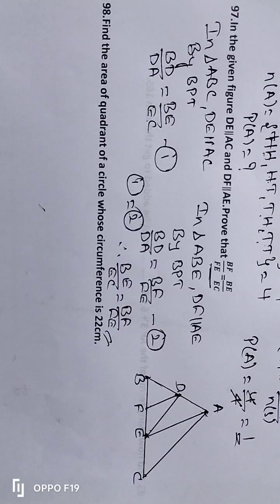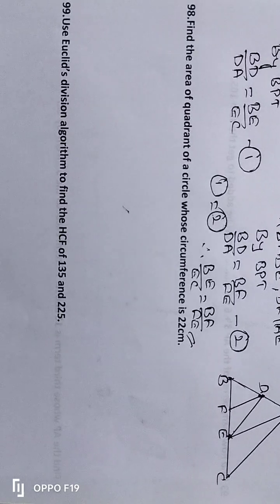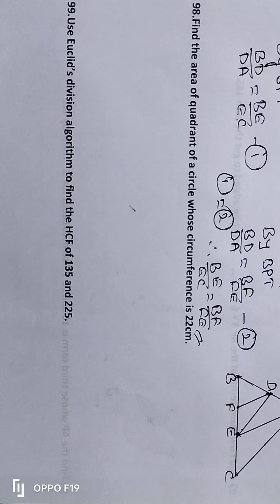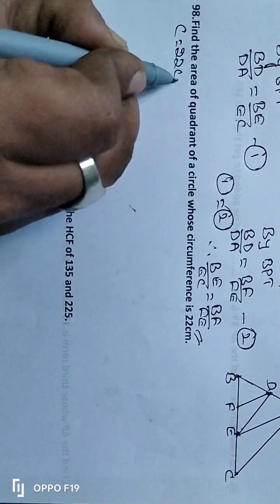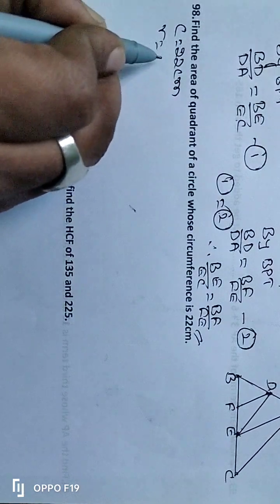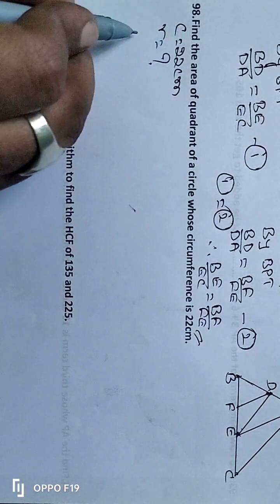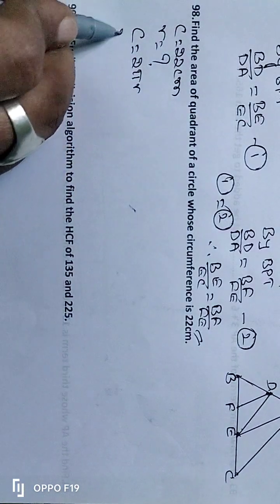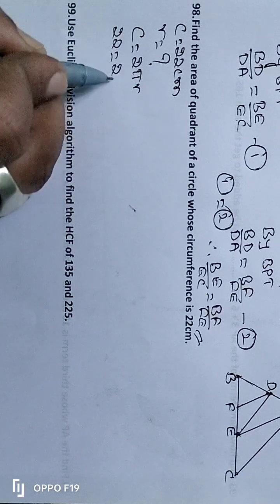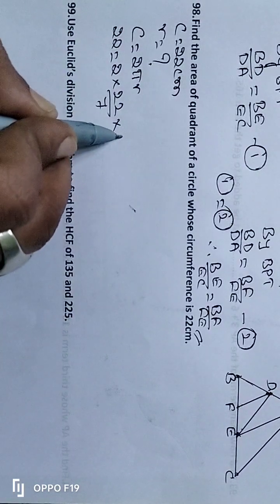Then coming to the 98th question: find the area of a quadrant of a circle whose circumference is 22 centimeter. So C is equal to 22 centimeter. First you find out the radius. What is the relation between circumference and radius? C is equal to 2 pi r. So 22 is equal to 2 into 22 by 7 into r.